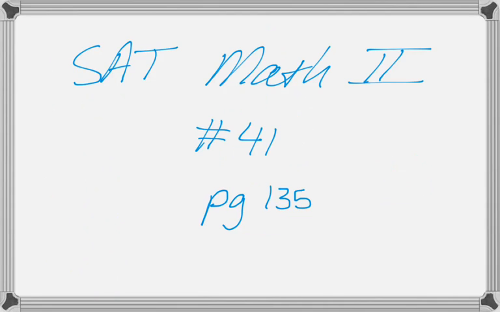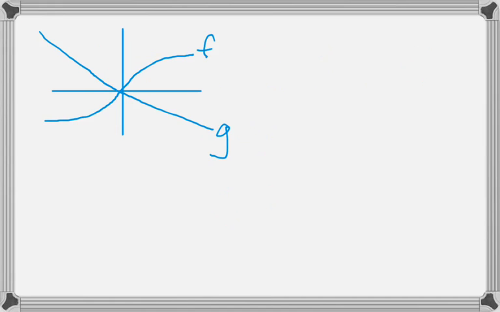Let's take a look at one more in this video. So I'll do number 41. So I'm skipping number 40, calculator question. So 41, we're given these 2 graphs that kind of look like this. And we're asked to pick the graph that is probably f of x times g of x.